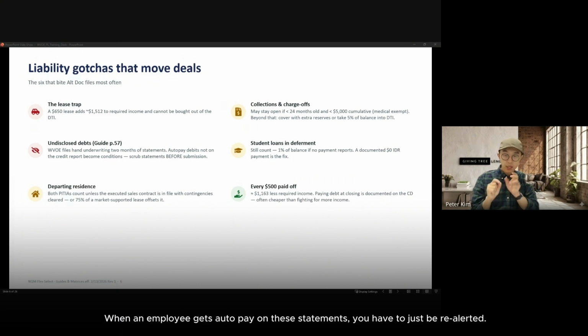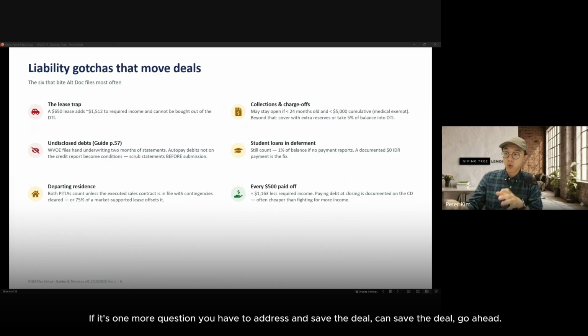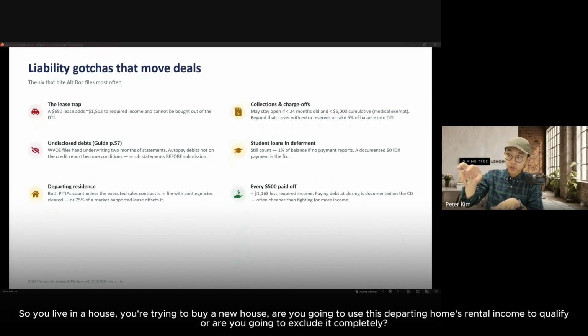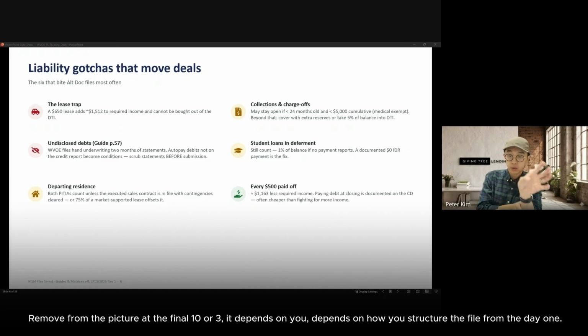When an employee gets auto pay on these statements, you have to be alerted. It's one more question you have to address, and that can save the deal, so go ahead. Departing residence: both housing payments count, unless a sale contract is executed or contingencies are cleared, or you offset with 75% of the market-supported lease. So you live in a house, you're trying to buy a new house. Are you going to use this departing home's rental income to qualify, or are you going to exclude it completely, removing it from the picture at the final 1003? It depends on how you structure the file from day one.